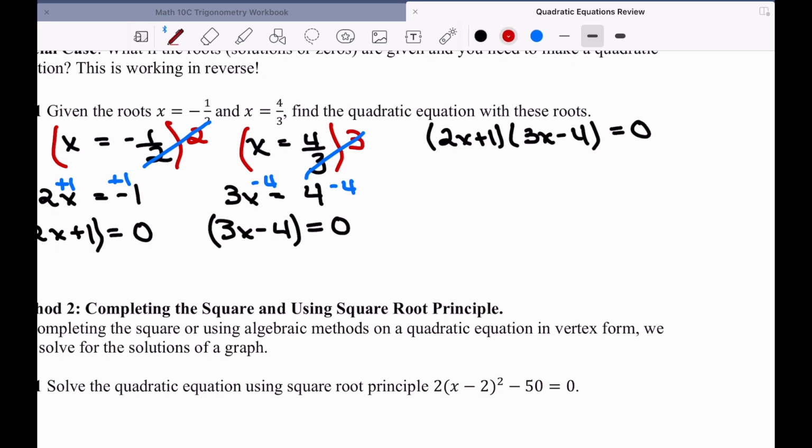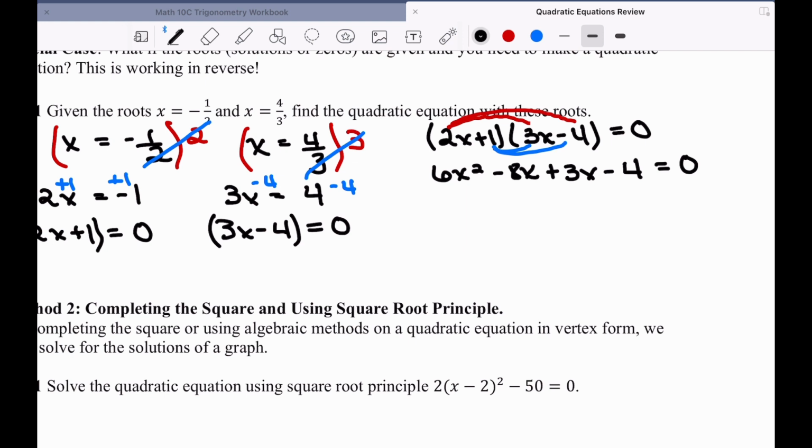I'm going to FOIL this, so I'm going to apply 2x times 3x, and 2x times negative 4. That's going to give me 6x squared minus 8x. My next two, I'm going to say 1 times 3x and 1 times negative 4. That's going to give me plus 3x minus 4, and that's all equal to 0.